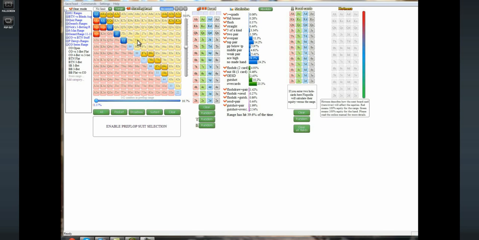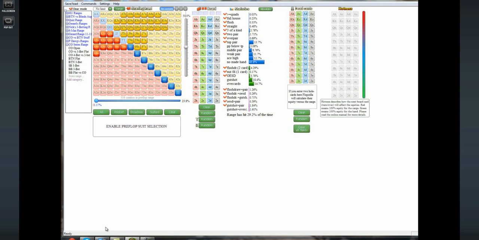So there's really no way to know what's optimal here. This is just my best guess at the time of making this range. It's possible that it's better to call with these suited kings or suited aces rather than 3-bet them. And this lastly brings us to the big blind flat.